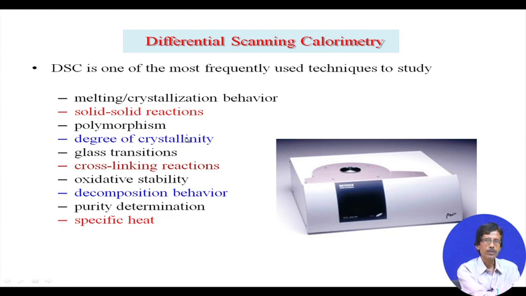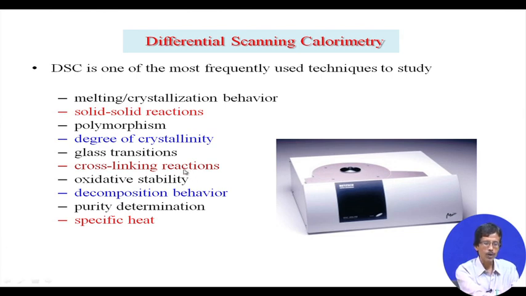Then polymorphism, as we have seen in the case of DTA analysis, will be very useful for the pharmaceutical industry. Then the degree of crystallinity. The degree of crystallinity of crystalline samples we can measure, and we can also measure the glass transition temperatures for polymer material or rubber material. Then any cross linking reaction.